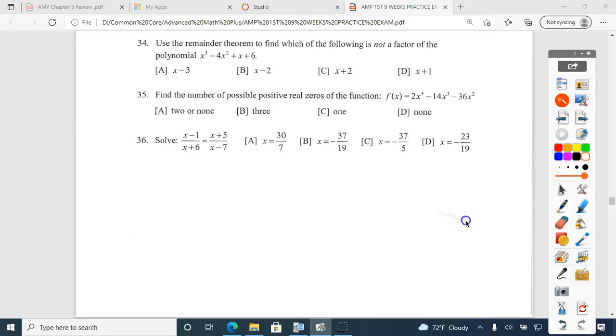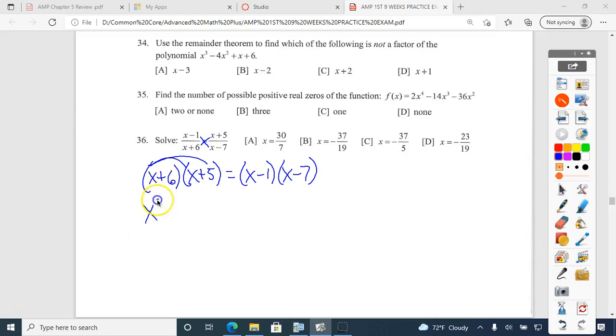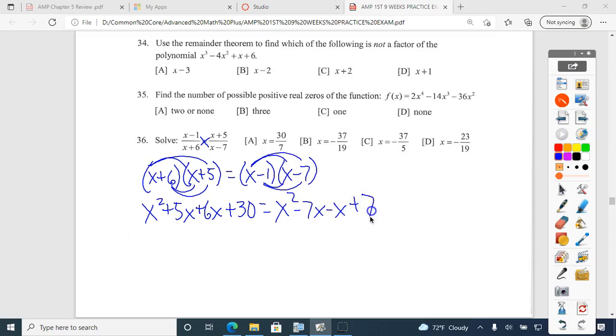36. So we're going to erase 37 real quick. And all you're going to do is cross multiply and set them equal. So you're going to say x plus 6 times x plus 5 equals x minus 1 times x minus 7. And we'll distribute, get x squared plus 5x plus 6x plus 30 equals x times x is x squared minus 7x minus x plus 7.